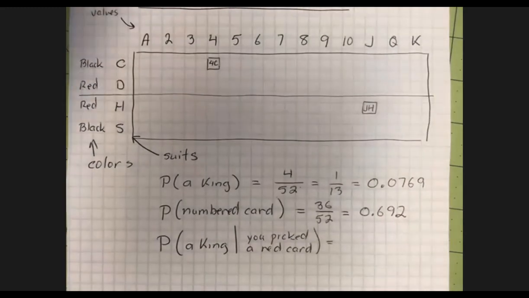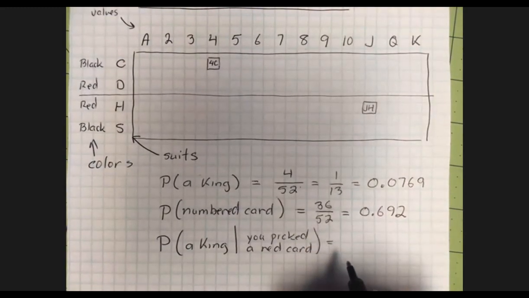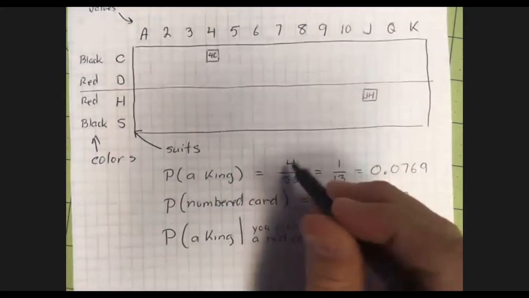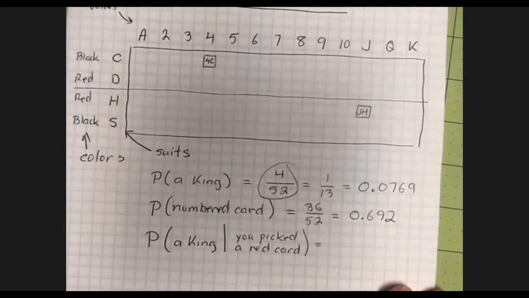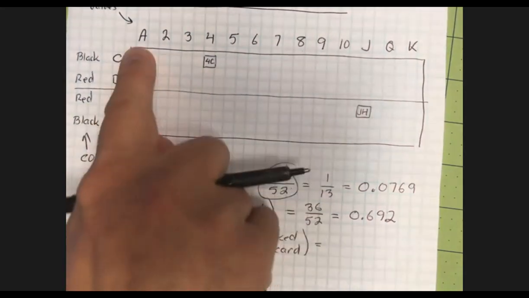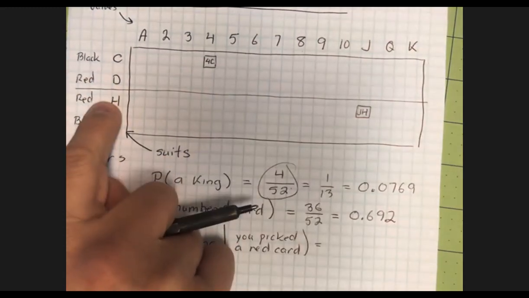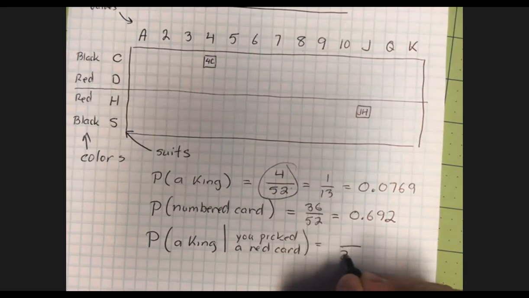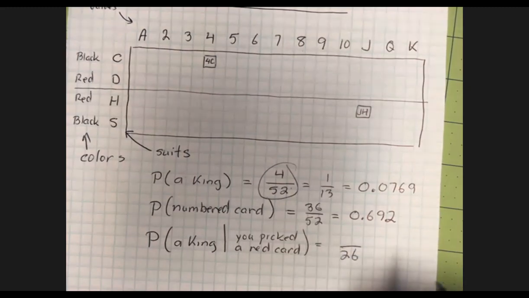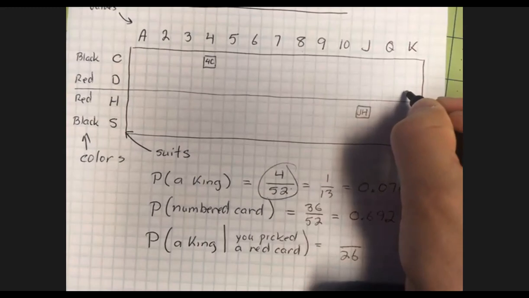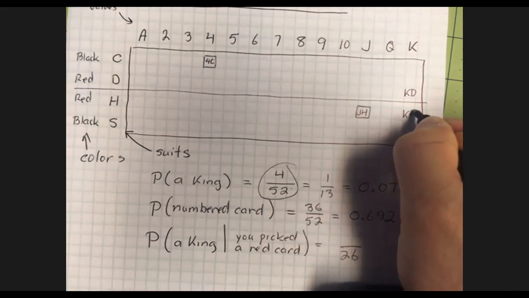Let's try it out. The probability of getting a king in general is 4 out of 52. But what's the probability of getting a king if you picked a red card? How many red cards are in the deck? 13 values, half of them are red. So there's 26 red cards. But now how many of the kings are red? Only the king of diamonds and the king of hearts.